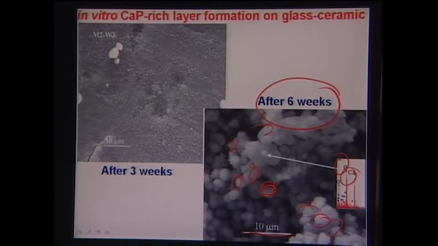Now, as I said earlier, this kind of calcium phosphate rich layer formation is essential for the good bioactivity property of these materials. Once this calcium phosphate rich layer forms, then when this material is implanted in the body, it is a good indication that the biological response of the human tissues to this kind of material would be much more positive.